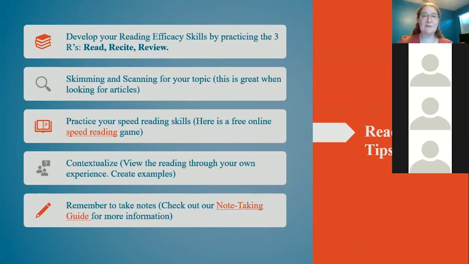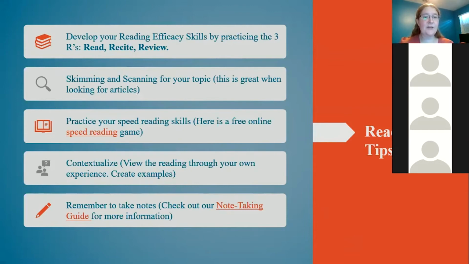Skimming and scanning for your topic. This is great for articles, like if you want only a certain topic and you're trying to find it in an article, you can use the Control F feature and look for a keyword in the article. Like if you only want heart disease, you can do Control F, put heart disease, and it only looks for heart disease.